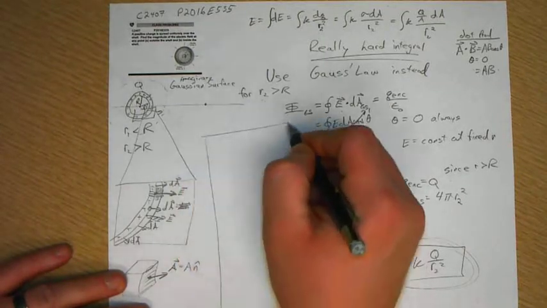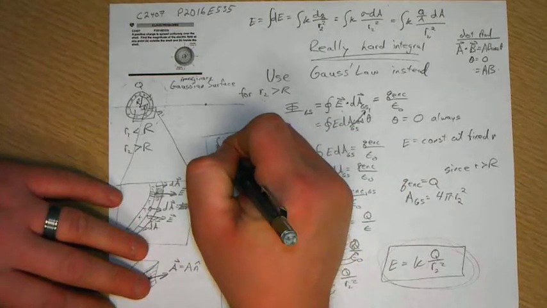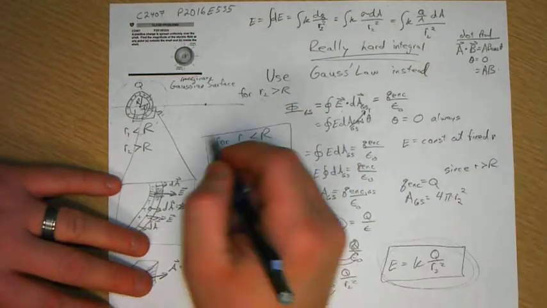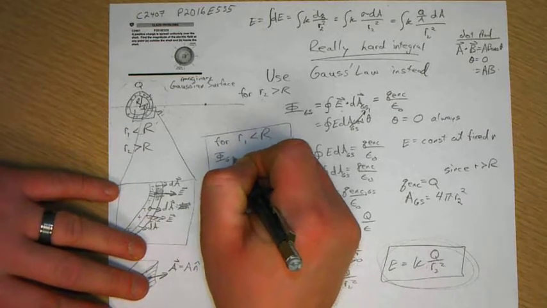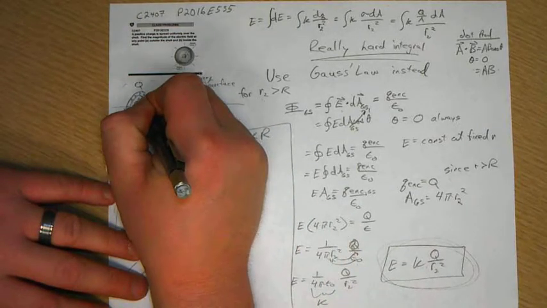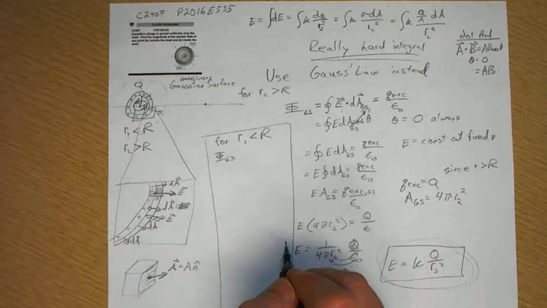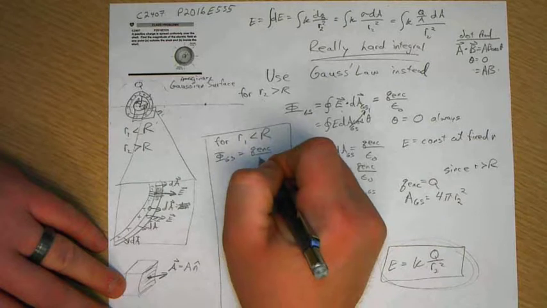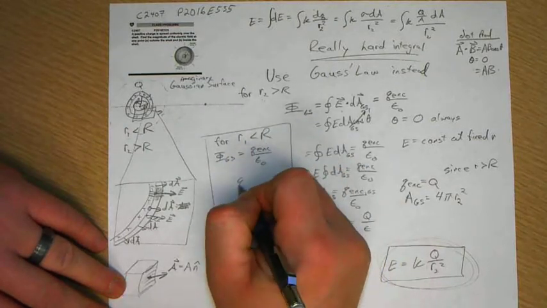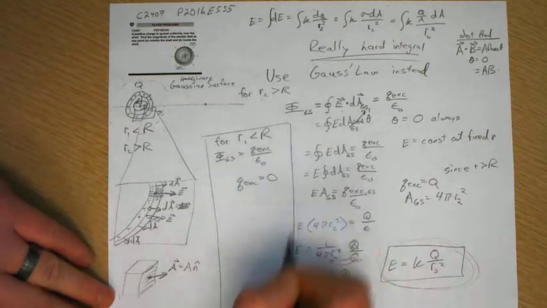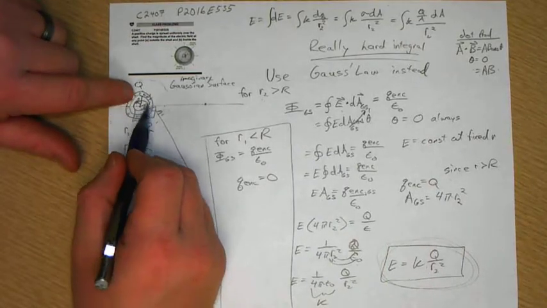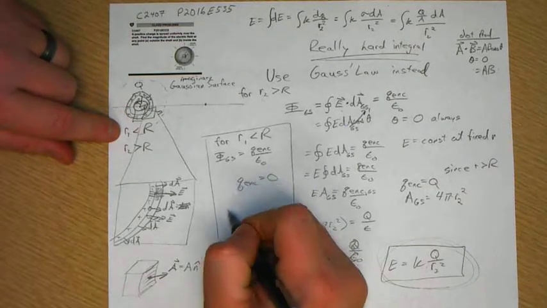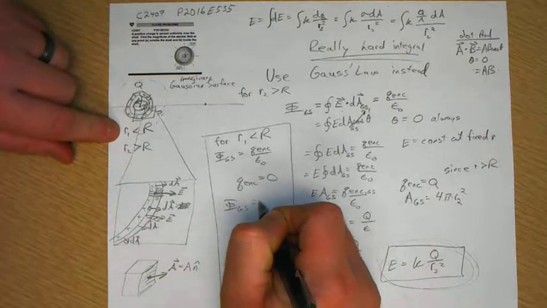So I'm going to go back and just squeeze in right here. For R1 less than R, it's the same exact thing. The flux through the Gaussian surface. Now we've got a little Gaussian surface inside of the charged shell. But this one's really easy because according to Gauss's law, which is charge enclosed over epsilon naught, what is the charge enclosed? That equals zero because all of the charge exists outside of the Gaussian shell that we drew inside. So that means the flux through the Gaussian surface equals zero.